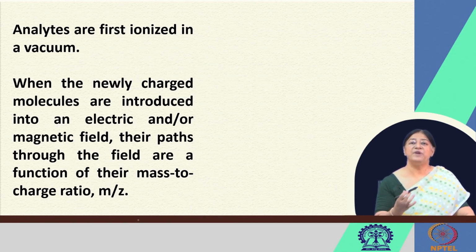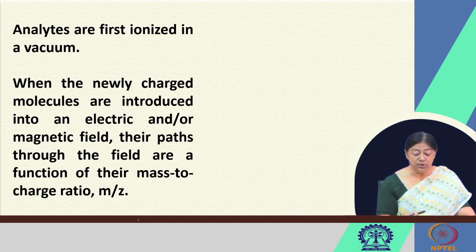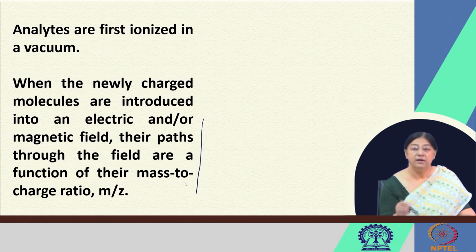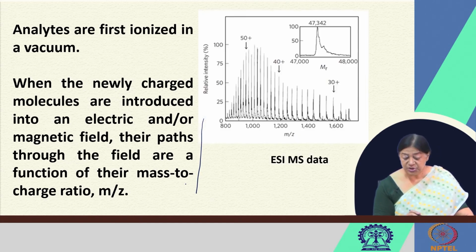So, we have different fragments that are formed, and these fragments are now charged. Now, because of the newly charged molecules, they are put into an electric field and they migrate along this electric and magnetic field because of their mass to charge ratio. So, this is what we see in an electrospray ionization MS data, a fragmentation of the polypeptide chain.